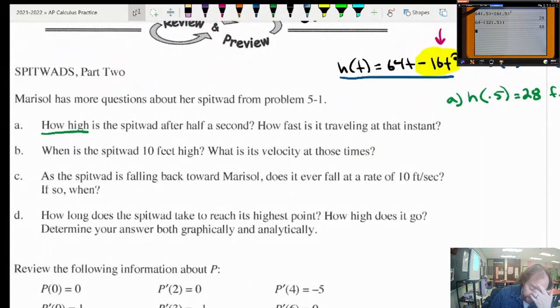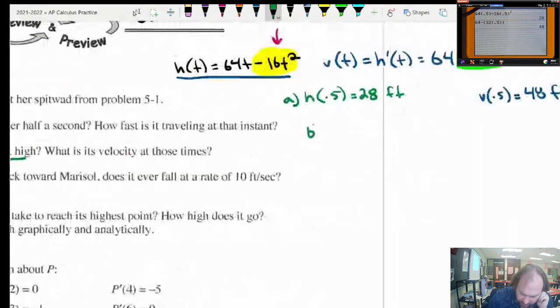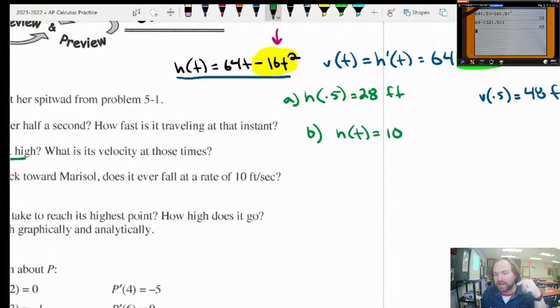Next question, when is the spitwad 10 feet high? If we translate this, now again, this is a height function, but for question B, the question that we're answering is, when is h of t equal to 10? That's the question. We're not plugging 10 in. We don't know the time. We know where it is, height, so we're actually going to find out what t is.